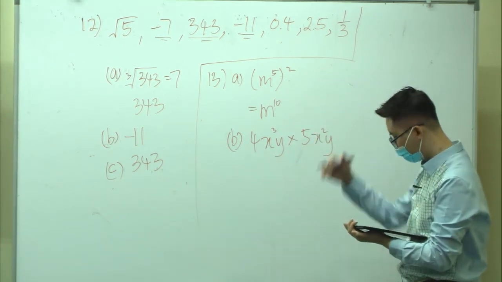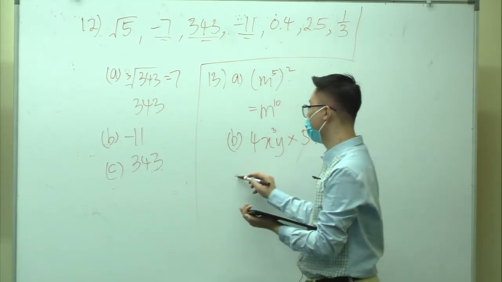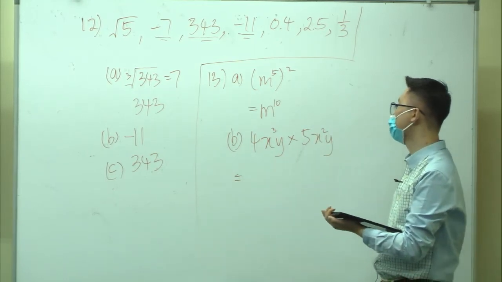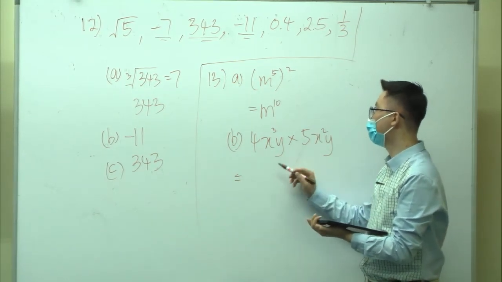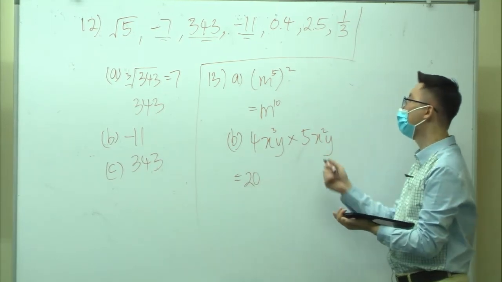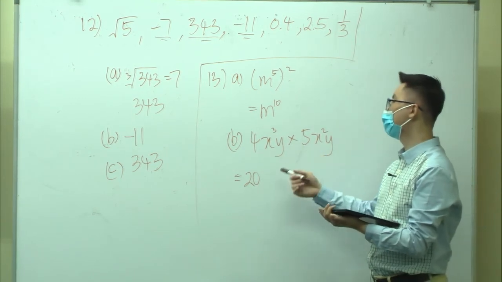Okay. This one, how do you simplify? Very easy. You just take the number 4 here, times 5, you get 20. Okay, the numerical number here. You just take the numerical number 4 times the numerical number 5, you get 20.